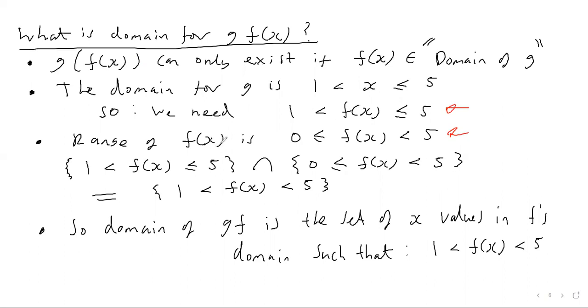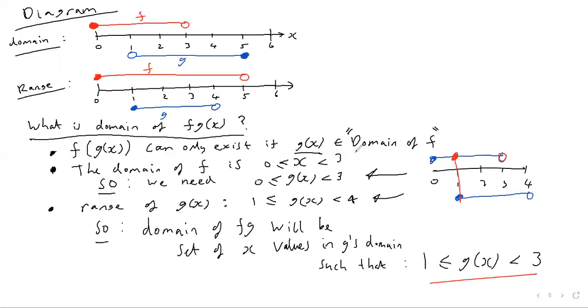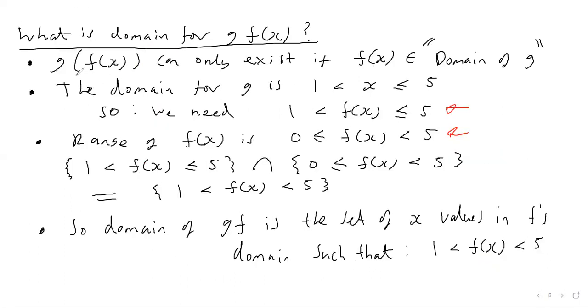So the range of f of x values again is 0 to 5. We can see that from the diagram there. But in order for this function to exist, we need f of x to be between 1 and 5, because the domain of g is between 1 and 5. So where do these sets overlap? If we think about a number line again, this number line goes from 1 up to 5. That's our number line here. This number line down here goes from 0, including 0, up to 5. So where do they overlap? They overlap between 1 here and 5 there.